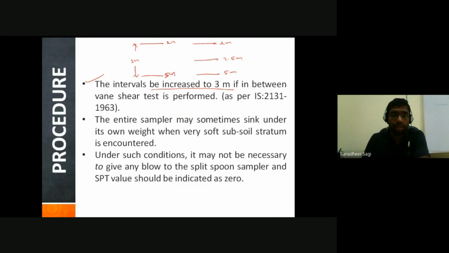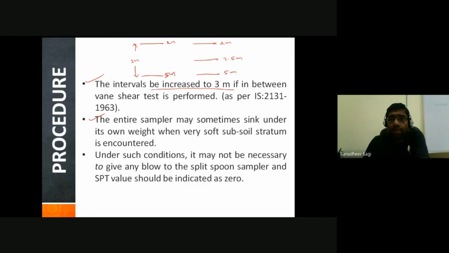However, within this depth of 3 meters, if your vane shear test was conducted at some particular depth, somewhere in between this 2 meters to 5 meters position, and you have performed your vane shear test simultaneously in the same borehole along with your SPT test, making use of that borehole for continuously performing your vane shear test at different depths, then in such a case your SPT test can also be conducted in that soil deposit at an interval of up to 3 meters.